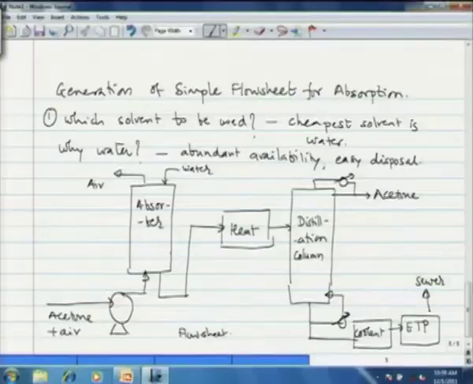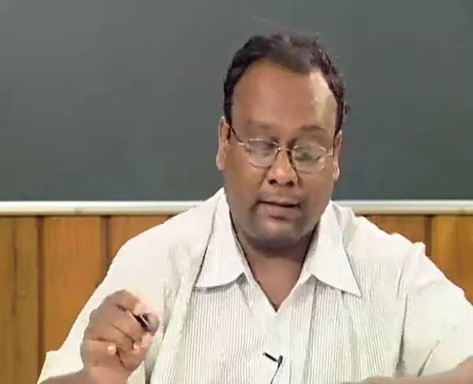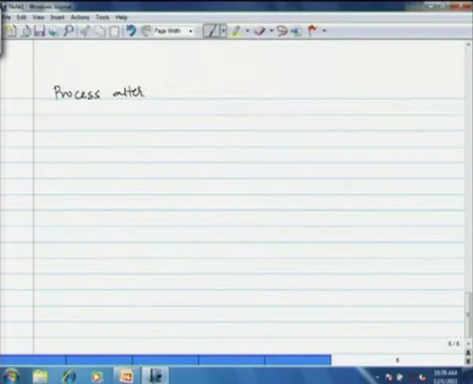Okay. Now, what process alternatives can we see from this? The first process alternative is that of recycling of water. Whether we should continuously throw away water to the effluent treatment plant and later to sewer, or we can recycle water. If we recycle water, then we do not need any effluent treatment system, or let us say the load on the effluent treatment system reduces. So, we save some cost.